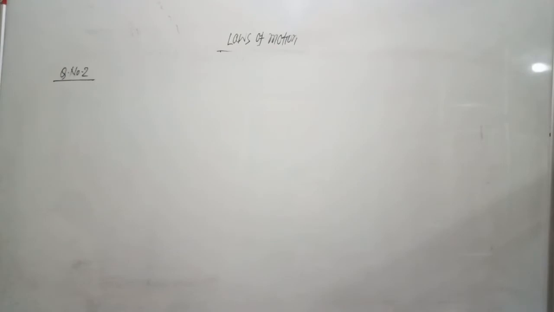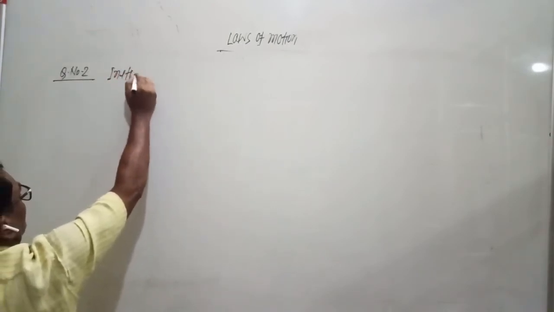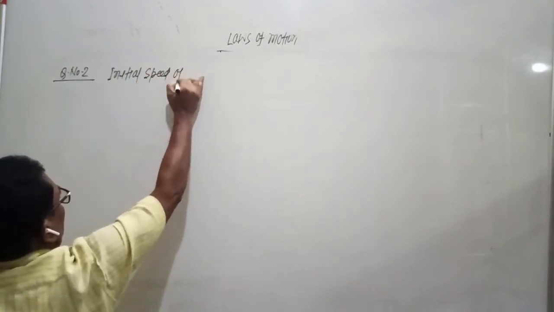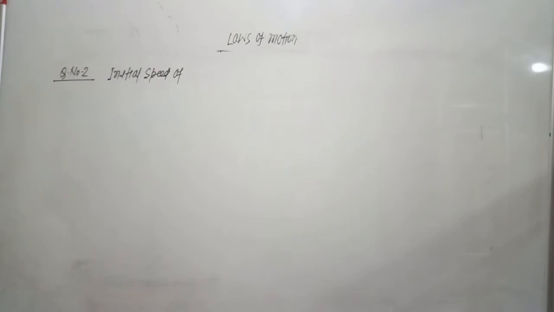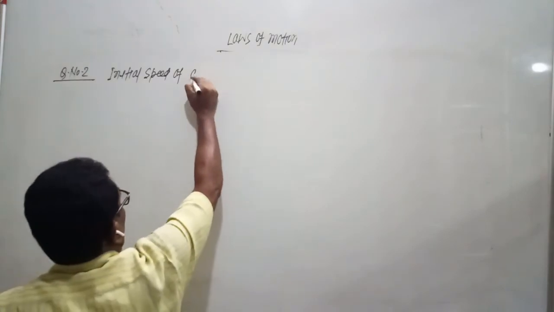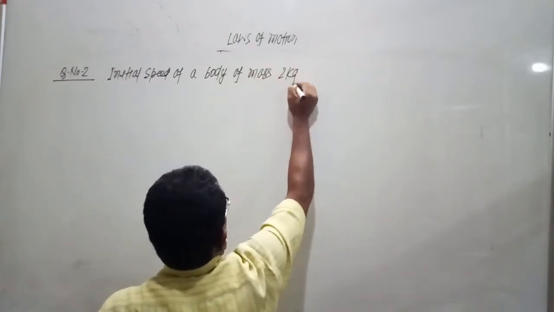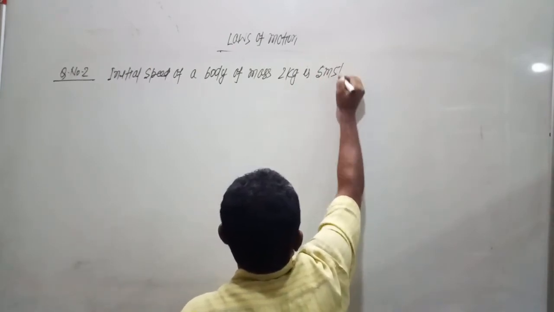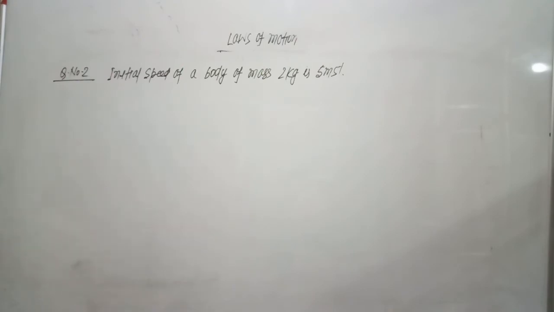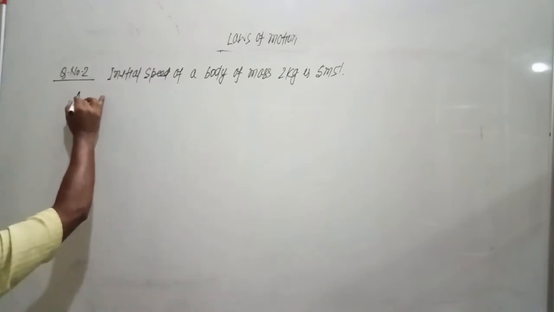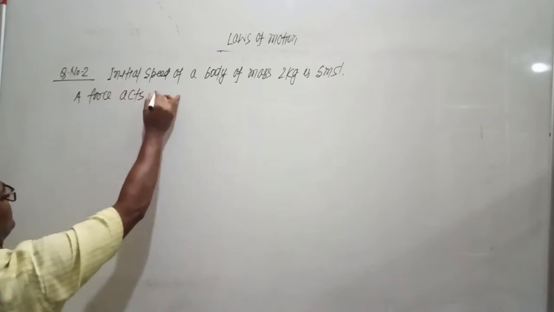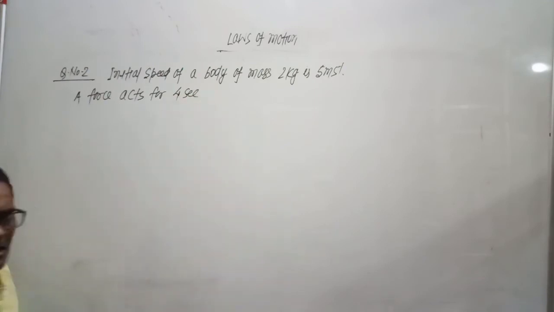The initial speed of a body of mass 2 kg is 5 meter per second. Mass is given, its initial speed is given, a force acts for 4 seconds in the direction of motion of the body.